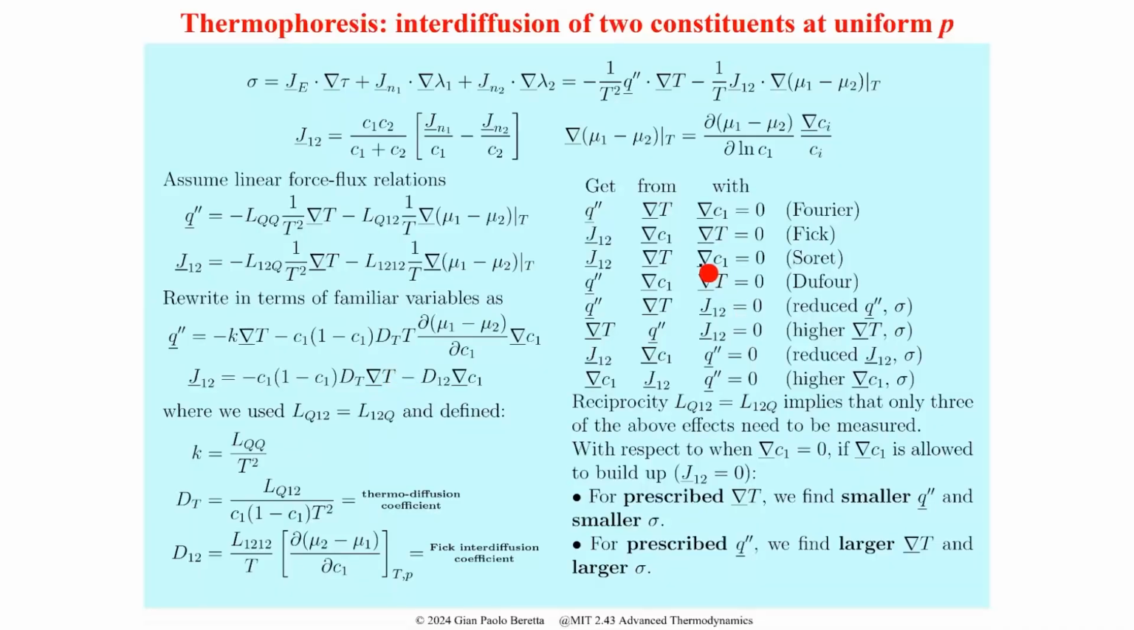You could also consider, though, that when you work at no gradient in concentration, you don't have only the first equation, you also have the second equation. And that gives you a flux of particles driven by just the gradient in temperature. That is the Soret effect.